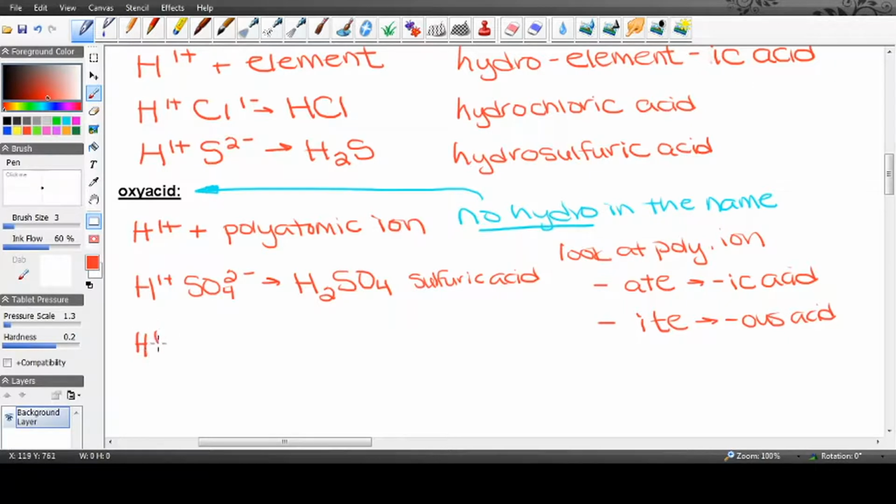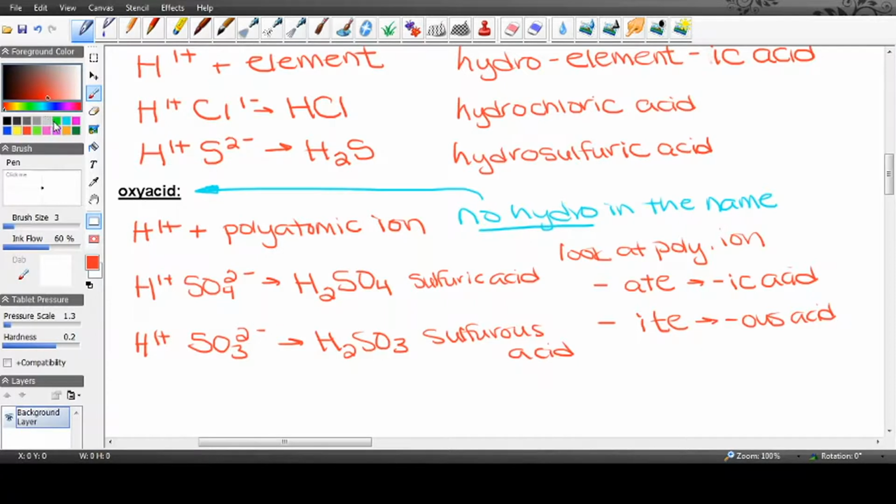But what if instead of sulfate, I had sulfite? H2SO3. This would be sulfurous acid. Ate to ic, ite to ous. Go off of your polyatomic ion name.